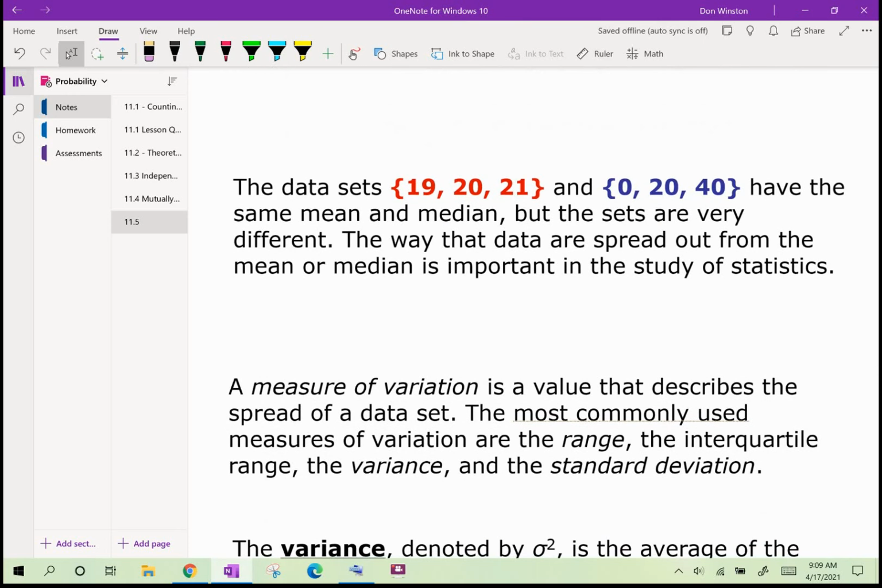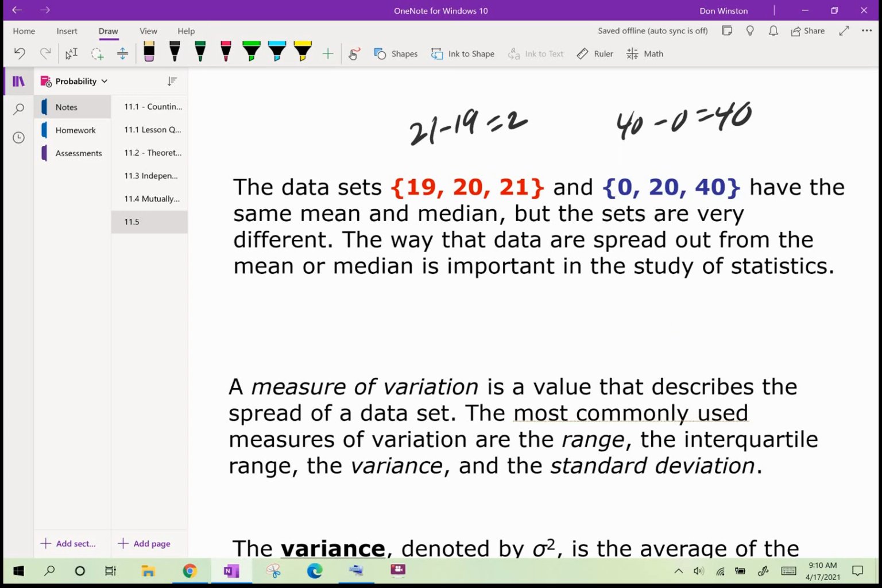The data sets 19, 20, and 21, and 0, 20, and 40 have the same mean and median, but the sets are very different. Which one has more variation? Okay, one way we define variation, if you remember, was the range. So the range here would be the largest value minus the smallest. So 21 minus 19 equals 2. And the range here would be 40 minus 0 equals 40. So if I said which one has more variation, that's like saying which one has the largest range. Well, certainly this one has a lot more variation.